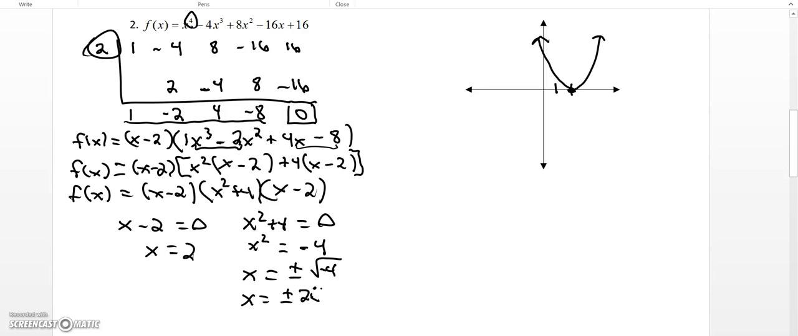Now I should have expected that. If I have 2 solutions, now remember we have x equals 2 really taken into account twice. So there's 2 solutions of the 4. And since this doesn't cross anywhere else, then that gives me 2 imaginary.